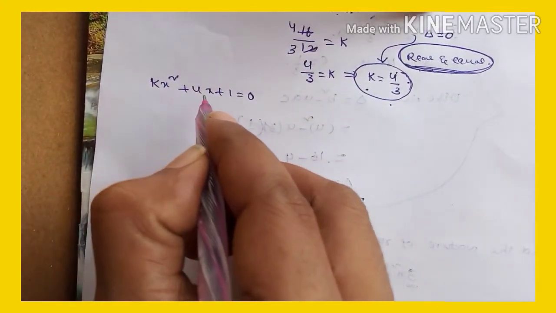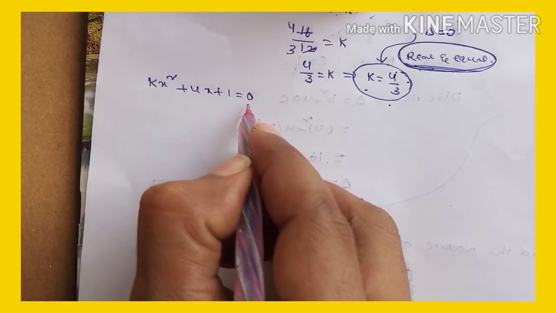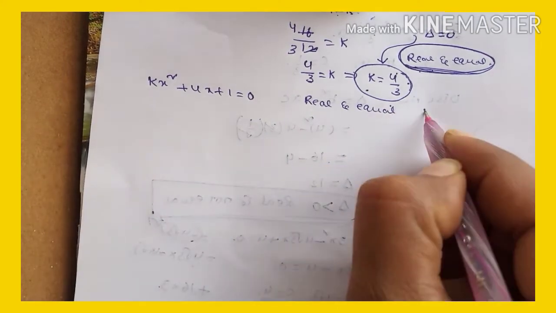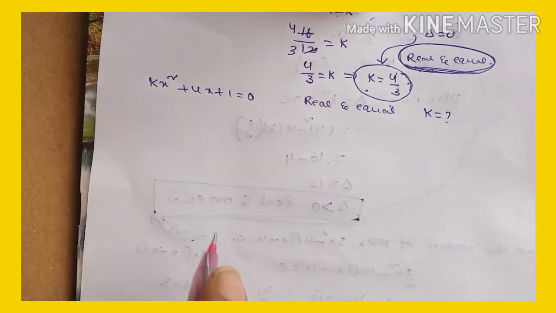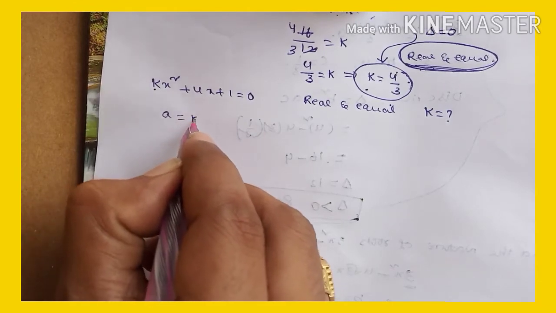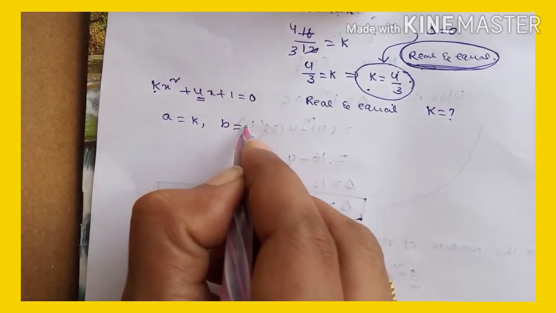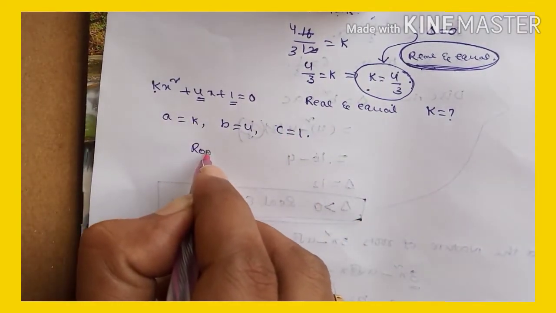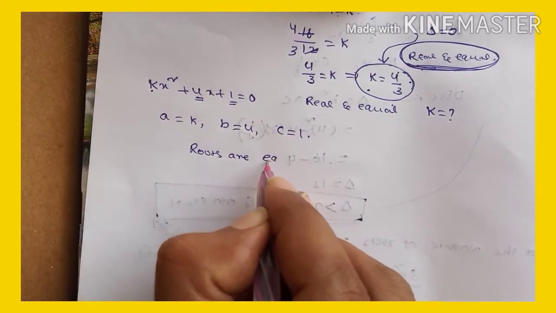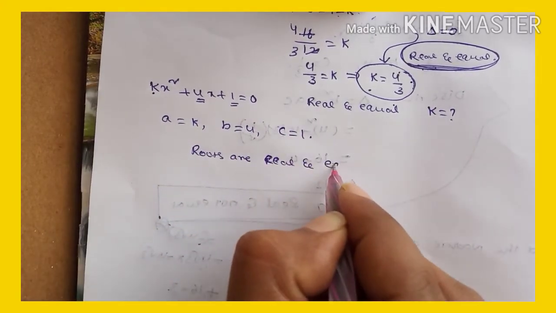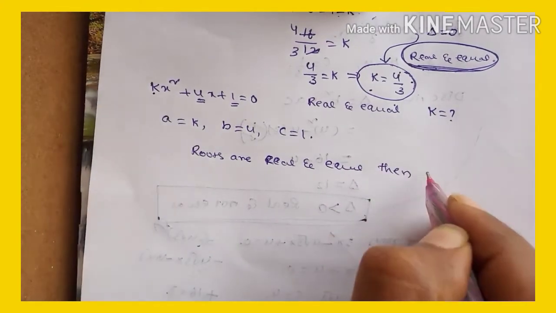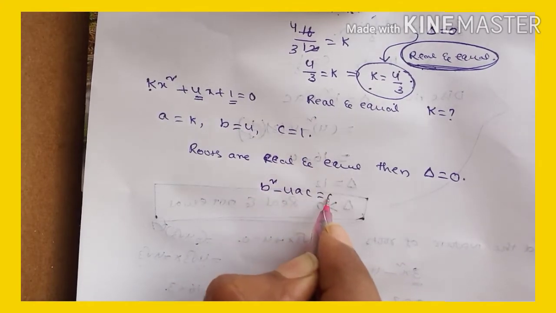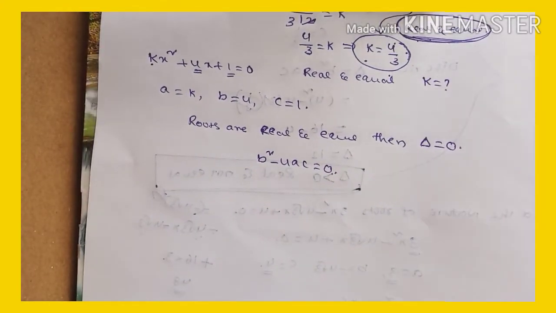Kx square plus 4x plus 1 is equal to 0. If the roots are real and equal, then what is the value of k? Here a value is equal to k, b value is equal to 4 and c value is equal to 1. Now the condition is roots are real and equal, then the discriminant value delta is equal to 0. b square minus 4ac is equal to 0.